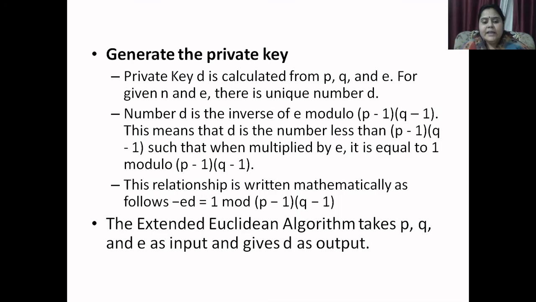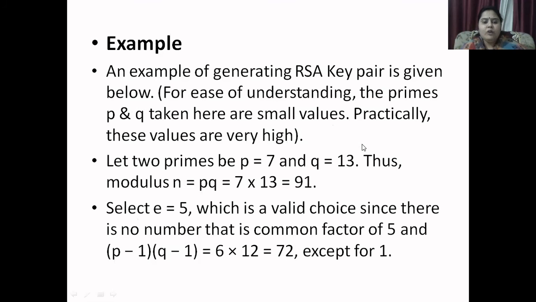The extended Euclidean algorithm takes P, Q, and E as the input and gives D as output. Now let's see an example. This example shows how the RSA key pair works. An example of generating an RSA key pair is given below. For ease of understanding, the primes P and Q taken here are small values. Practically, these values are very high.